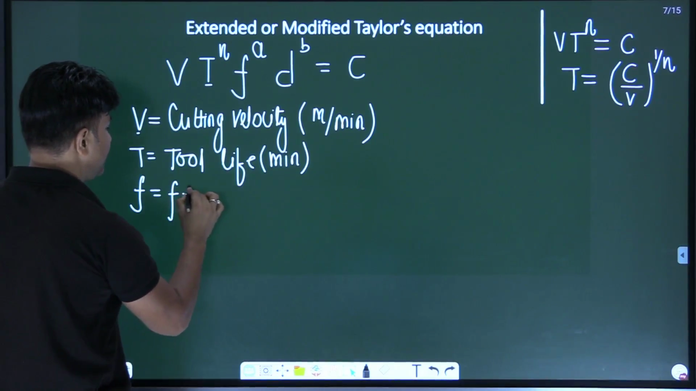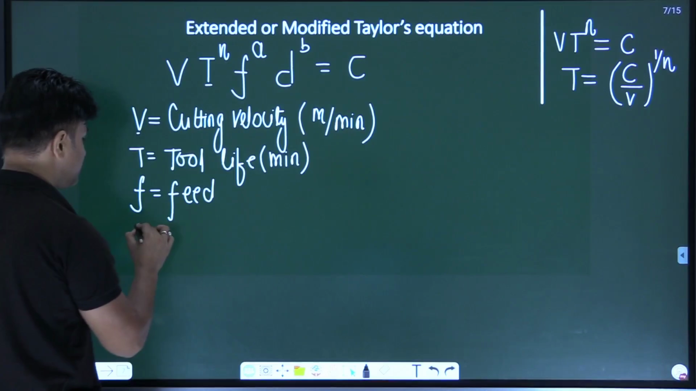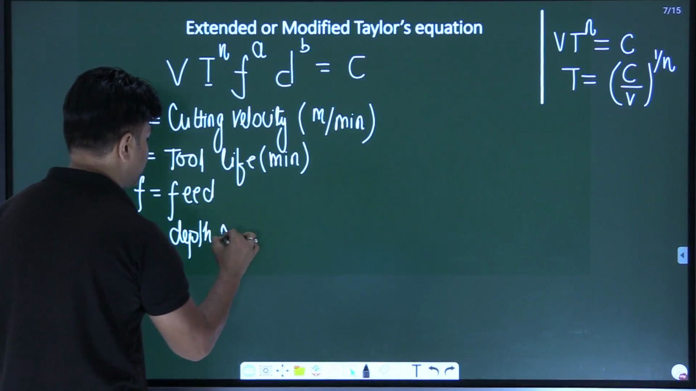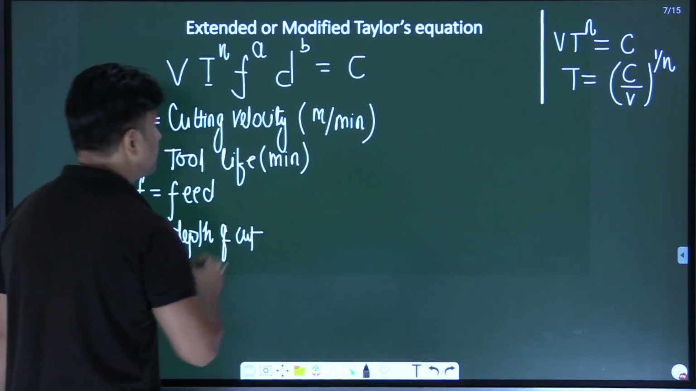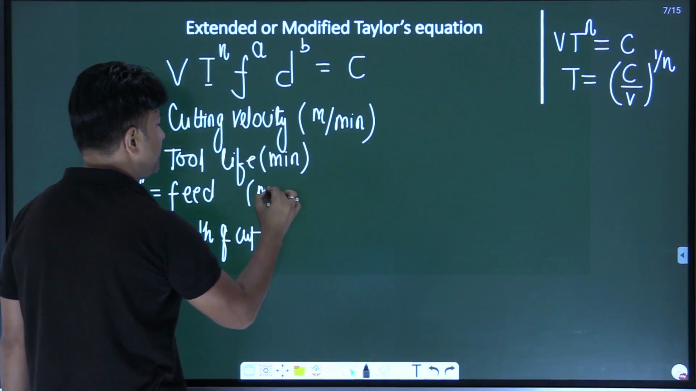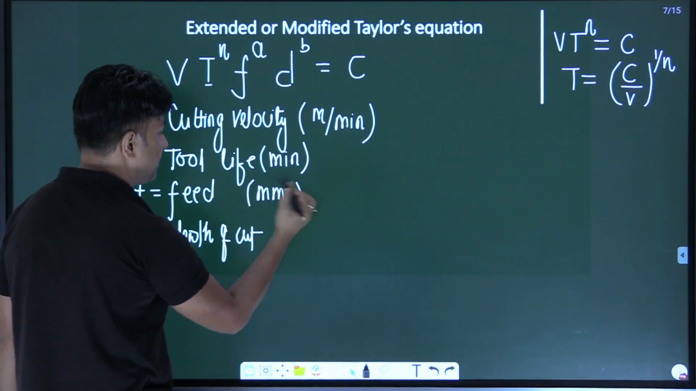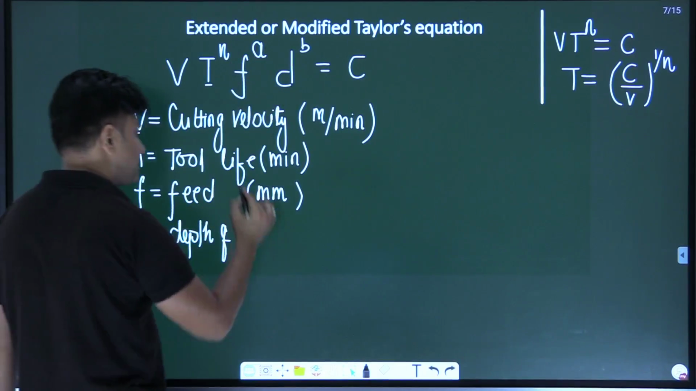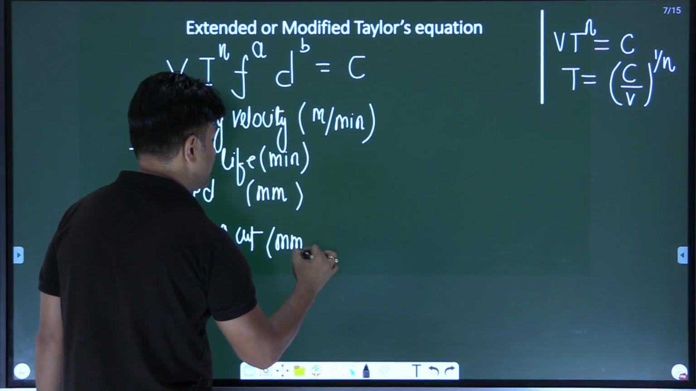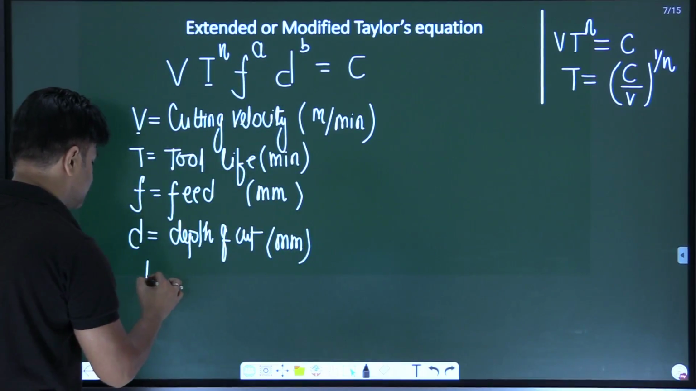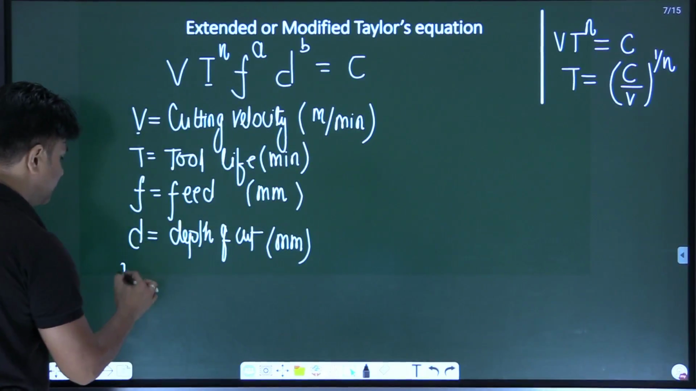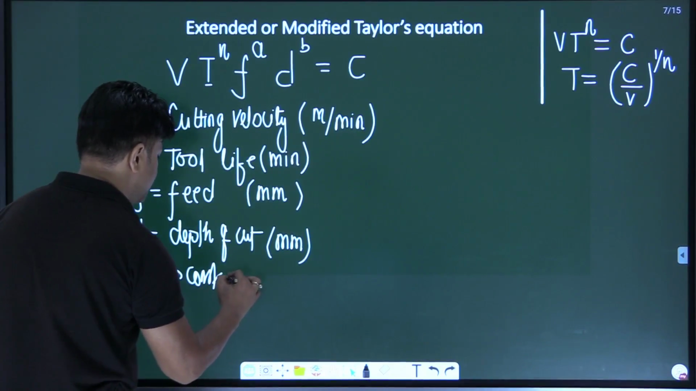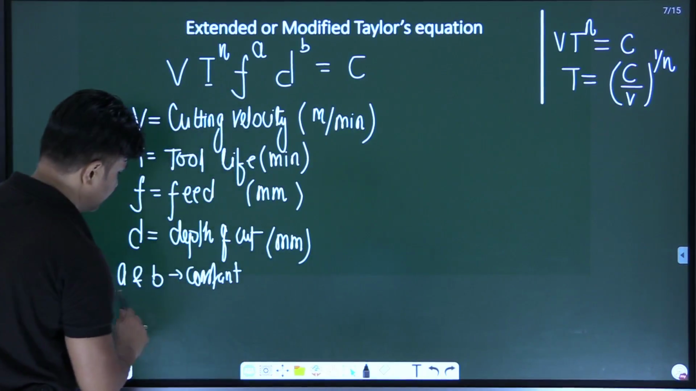Here what is F? F is feed. I will tell you the unit also. And D is depth of cut. The unit of feed should be in mm per pass, and the unit of depth of cut in this expression should be in mm, where A and B are constants. It depends on the condition, so it is given to us.